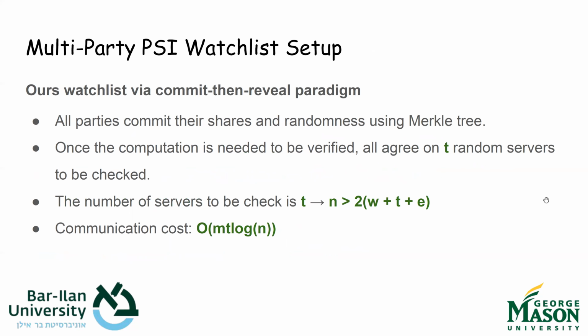On the other hand, our commit-then-review paradigm works the same way as in the two-party setting. The parties first commit to the shares and randomness for all the servers using the Merkle tree. After the execution, they decide on T random servers to verify the computation. So the degree of the padding polynomial is still T plus E, and the communication cost of commit-then-review is O(T log N), which is negligible overhead. Thank you.